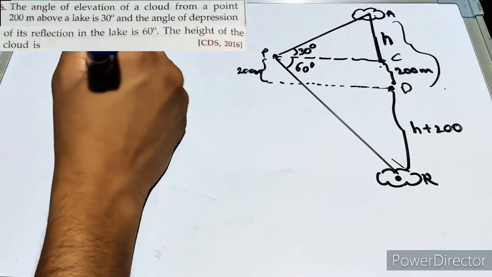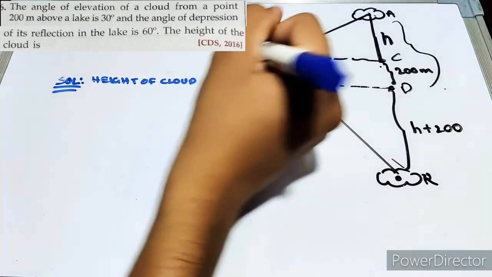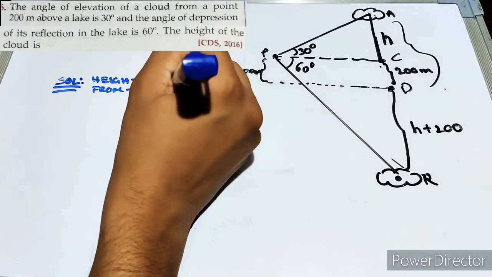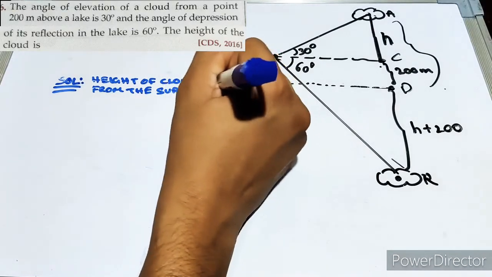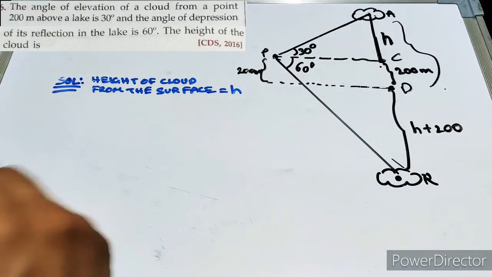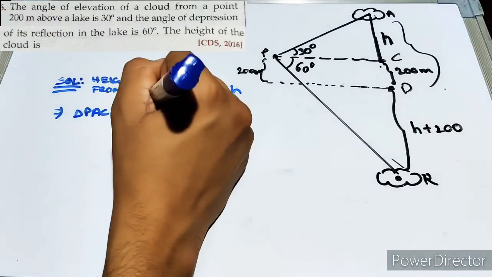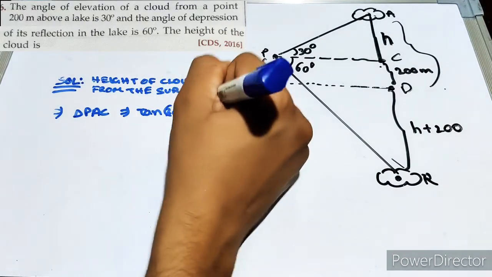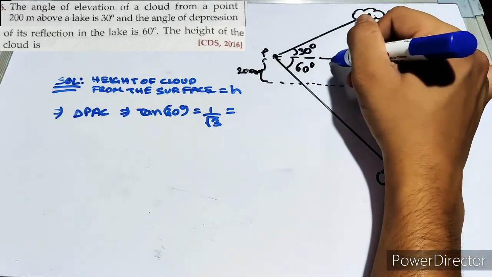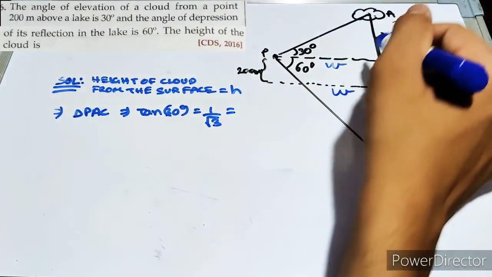We have assumed the height of the cloud from the surface is equal to h meters, and the height of the lake is 200 meters, which is given. So from the triangle P, A and C, we can simply say that tan 30 degrees, which is 1 by root 3, is equal to h upon W, where this distance is the width of the lake, W.